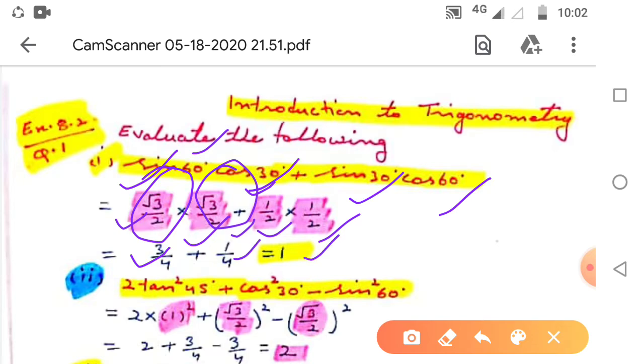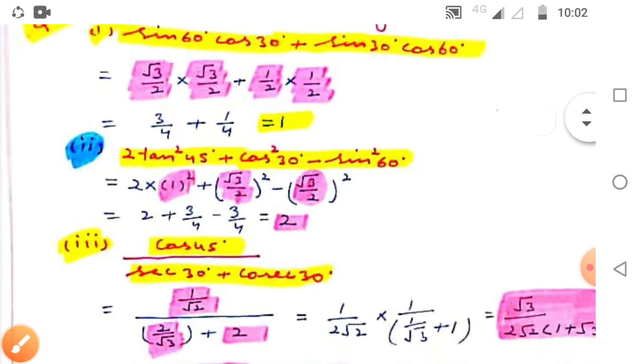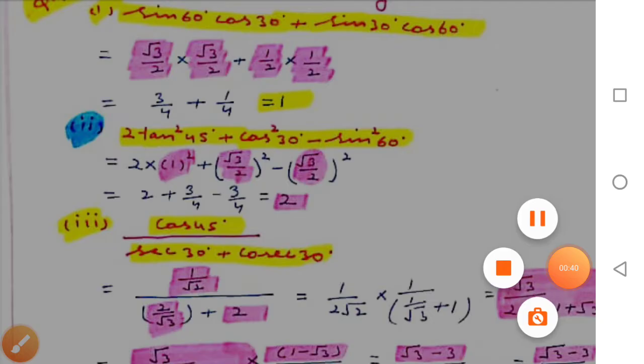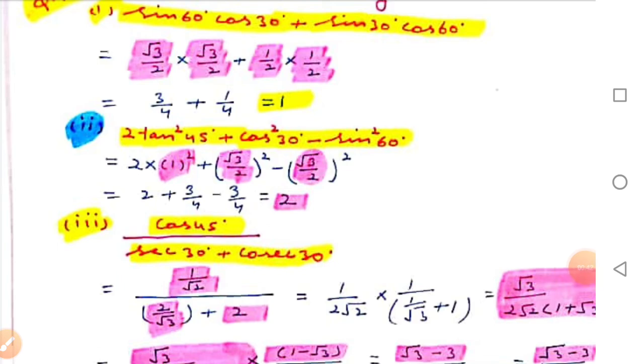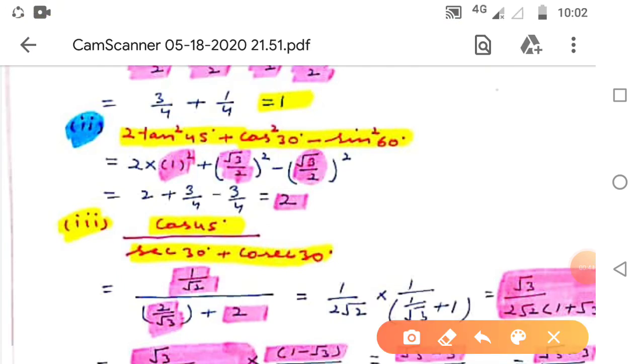Right? Now come to the second part, and the second part is 2 tan² 45 plus cos² 30 minus sin² 60. So here the value of tan 45 is 1, so 2 into 1 squared plus (√3/2) whole squared minus (√3/2) whole squared. So this is 2 plus 3/4 minus 3/4, which is equal to 2.